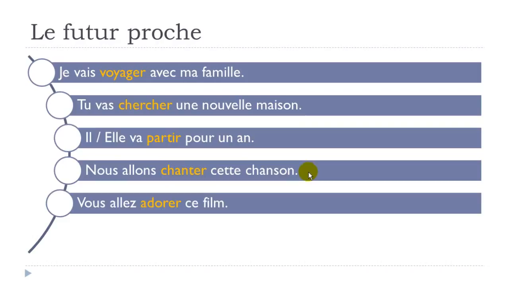And then for vous, vous allez adorer. So adorer, to adore, to love a lot. Ce film, okay? Ce. So you see now this, but then it's the masculine form because film here is masculine. Ce film, this movie, okay? Vous allez adorer ce film.